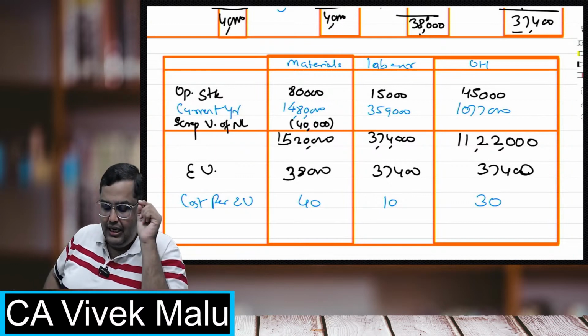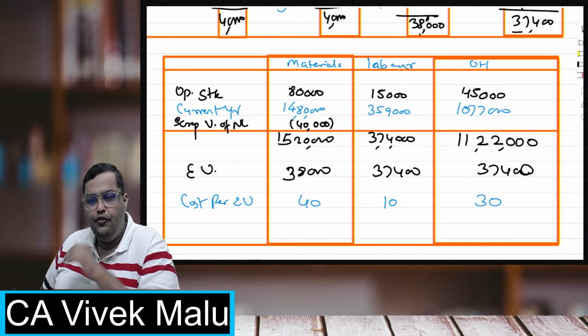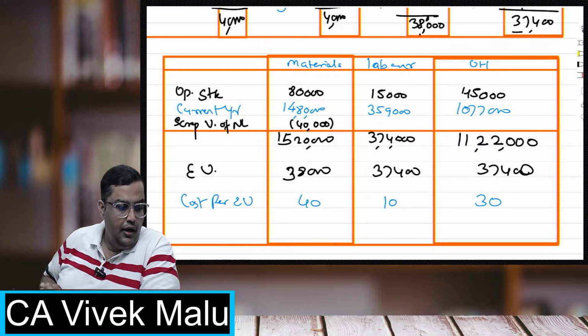Like for 1 unit of material, I'll spend 40. For 1 unit of labor, I'll spend 10. And for 1 unit of overhead, I'll spend 30 rupees.